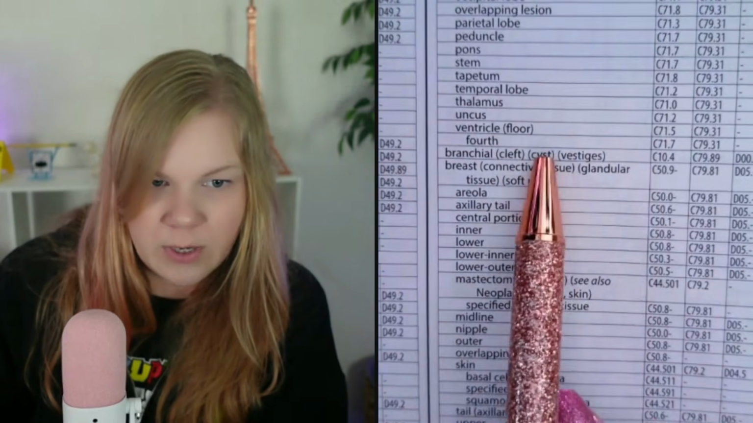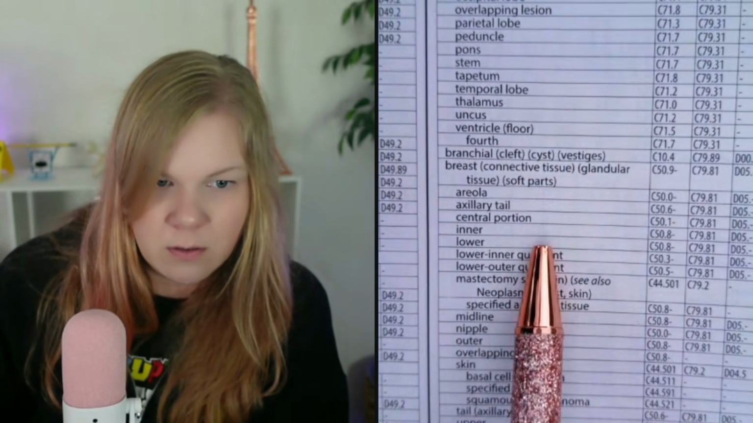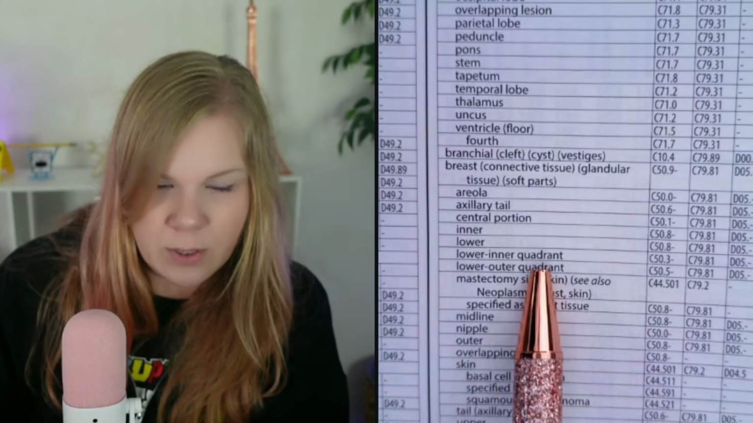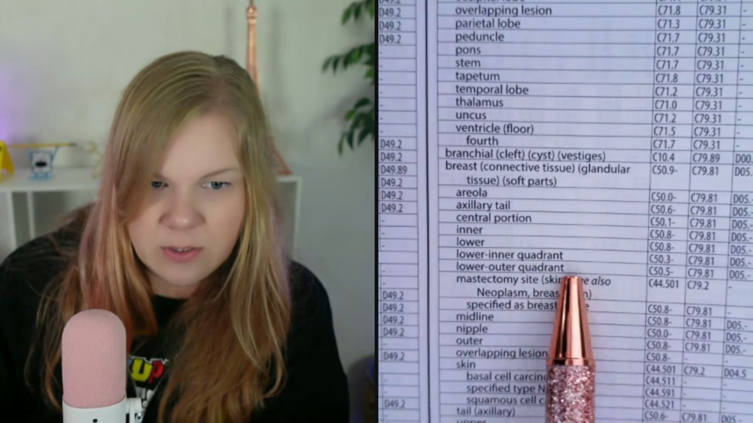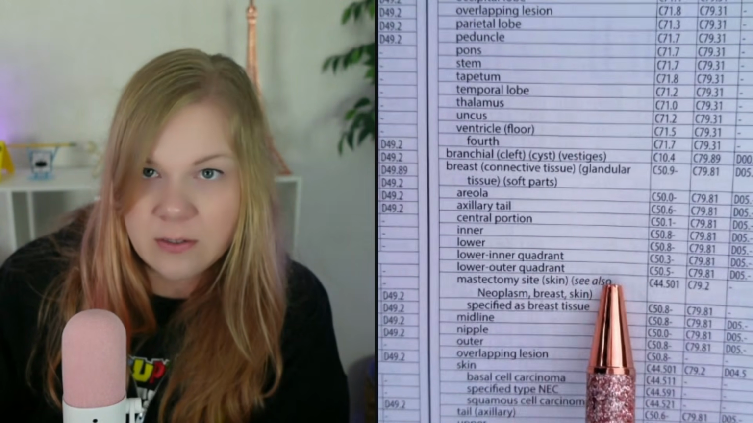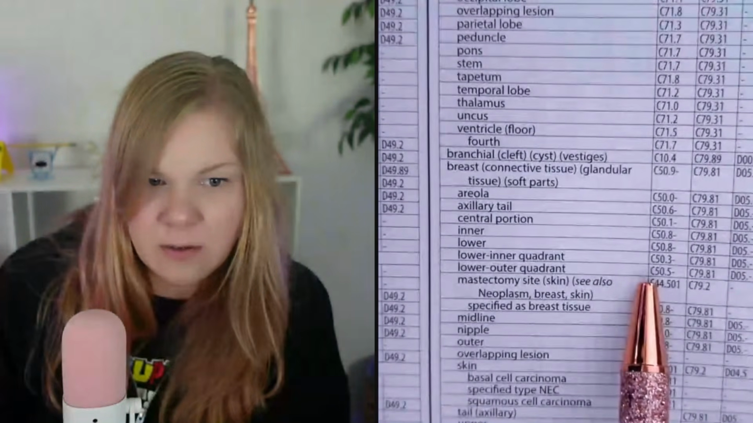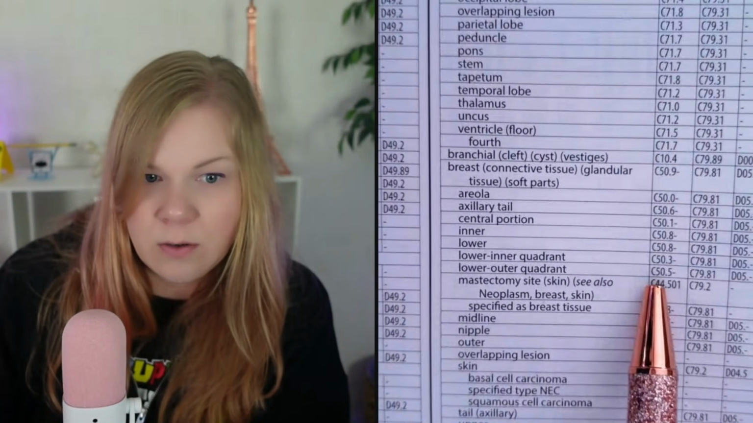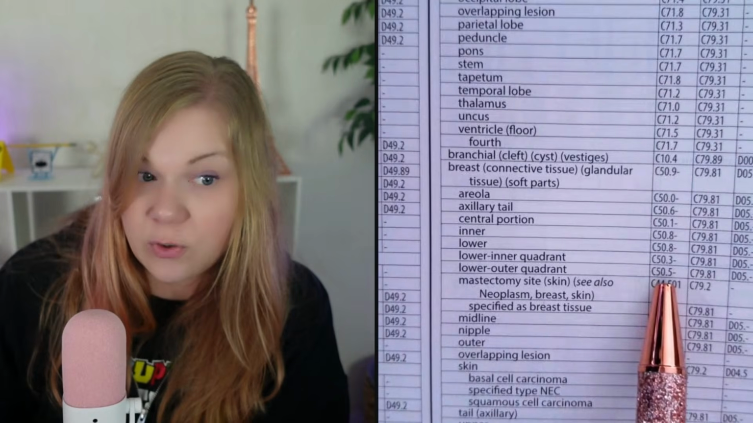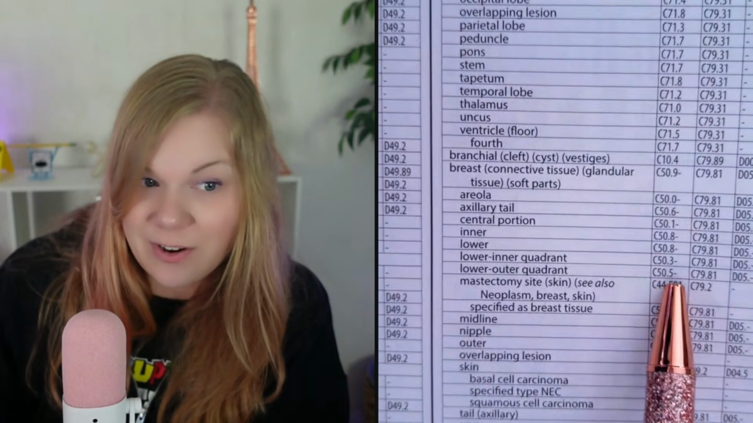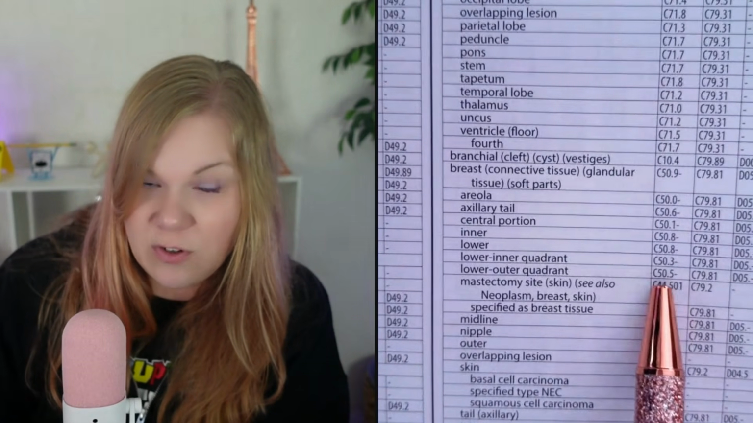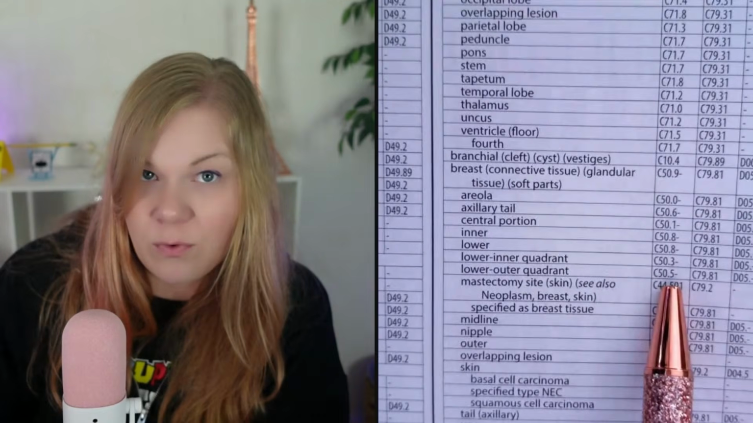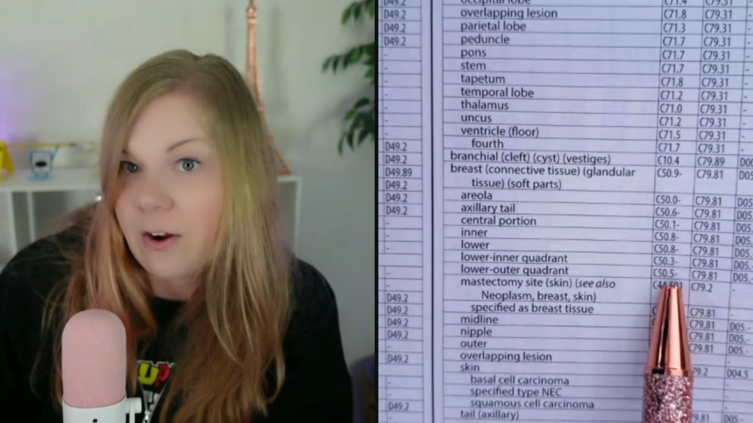So here we are, breast, lower outer quadrant. And what it does is if you see here, it gives us C50.5 and then a dash. So what does that mean? That means we need another character. So we have to go to our C50.5 and we have to check for our additional character or characters.